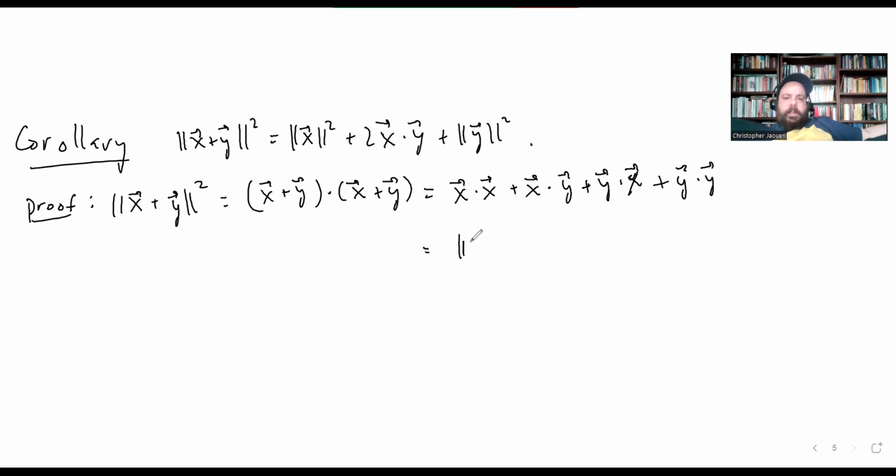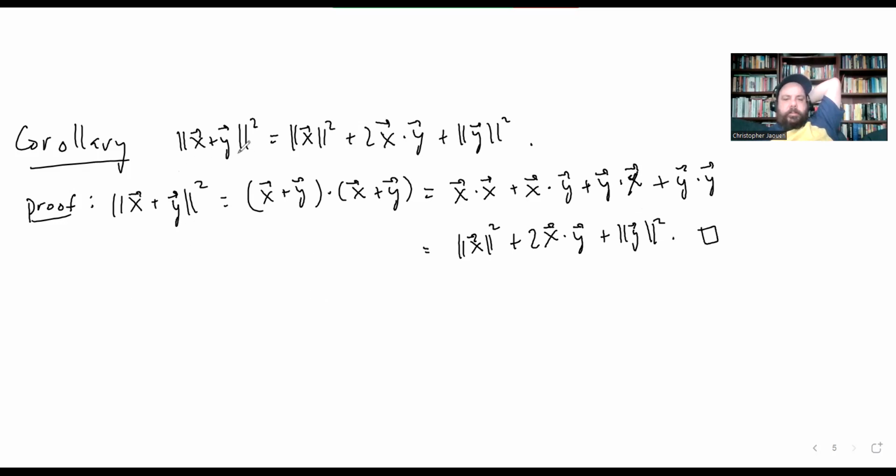Okay, x dot x is x, the length of x squared, and x dot y is the same thing as y dot x by the commutative law, so that's plus 2x dot y, and y dot y is the length of y squared. Right, so that's the proof of the corollary. Like I said, it just follows directly from those properties. There's a definition that he has next. So while I have the whiteboard in front of me, maybe I'll just explain that first.